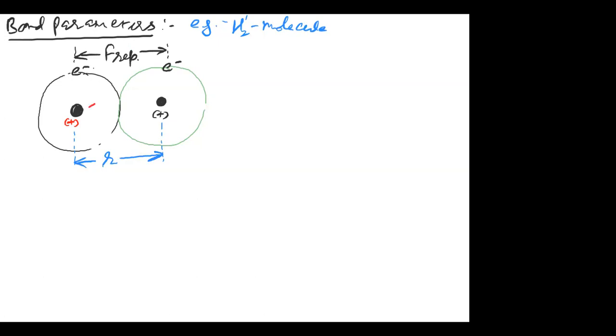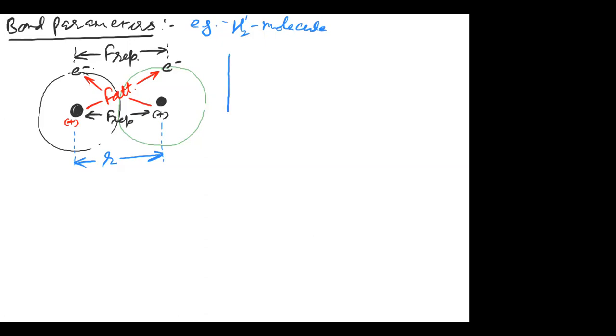This nucleus can attract this electron. So here we have force of attraction, and similarly here we can have force of attraction. So this electron can be pulled by this nucleus, this electron can be pulled by this nucleus, and overall electron and electron will repel each other. Nucleus and nucleus will repel each other. So we have force of repulsion. So, at any given distance between two atoms, there is force of attraction as well as force of repulsion.